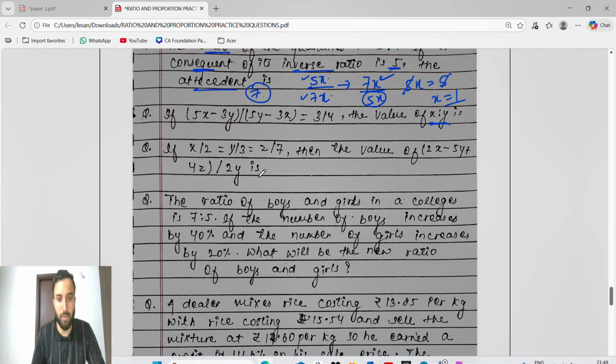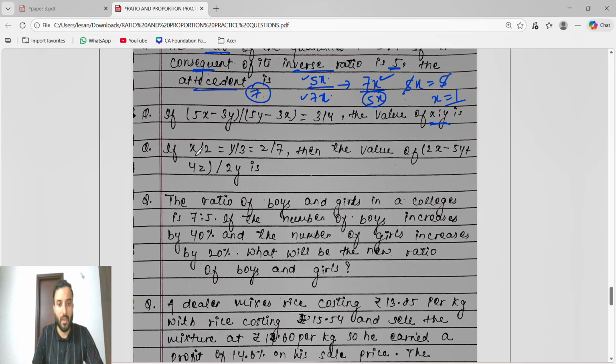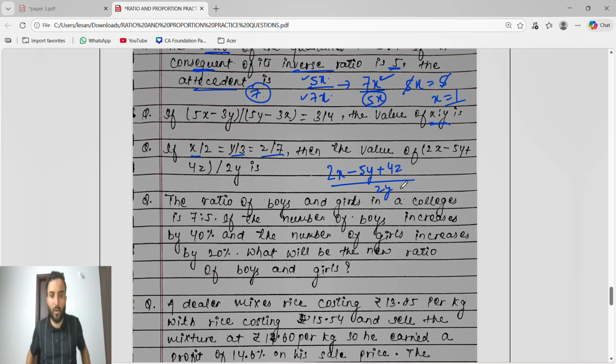Okay, now I see here: x by 2 equals y by 3 equals z by 7. Then the value of 2x minus 5y plus 4z whole divided by 2y. Means, guys, what do we know? We know a simple thing, already we did this type of question. If we have to find the value of an expression, and if the variable is present in the numerator, then the value of the variable is present in the denominator.